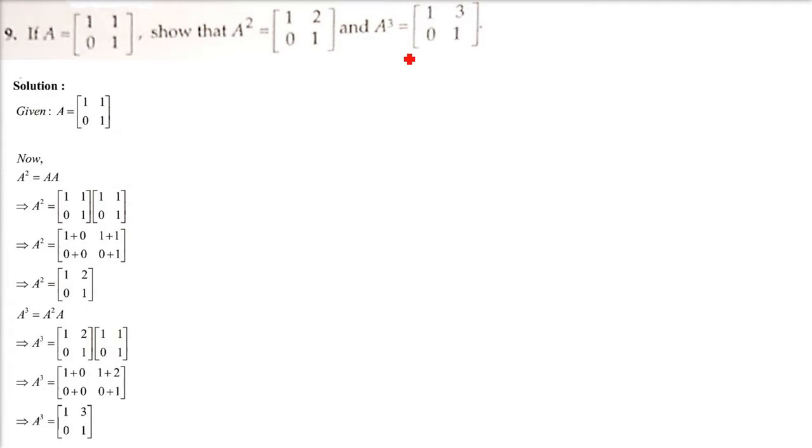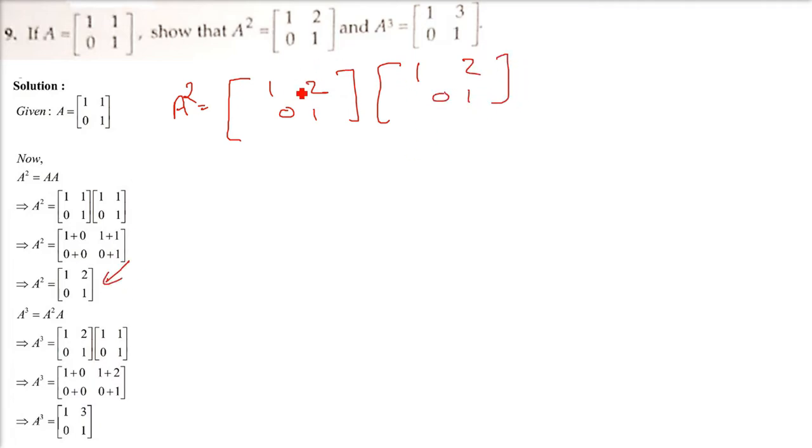So you have A square and A cube you have to find out. So this is A. Just pick A square. That is multiply A with A. This is your A square. Then you have A cube. Multiply A 3 times. Again you have to multiply the result. So this will be the answer.